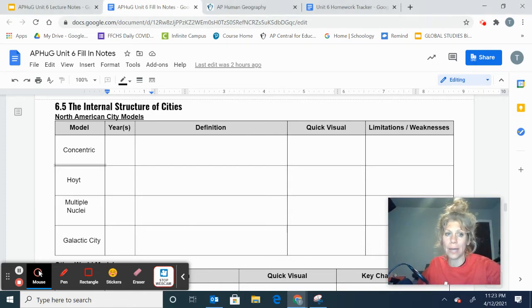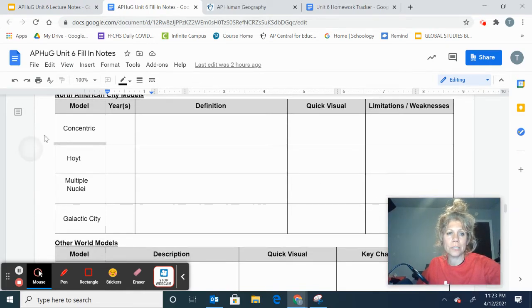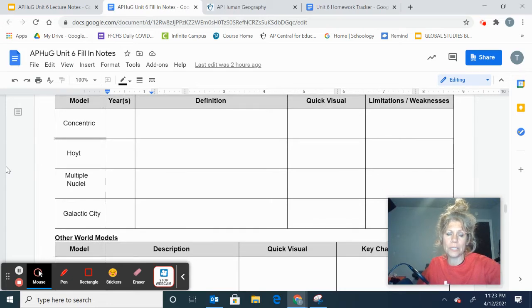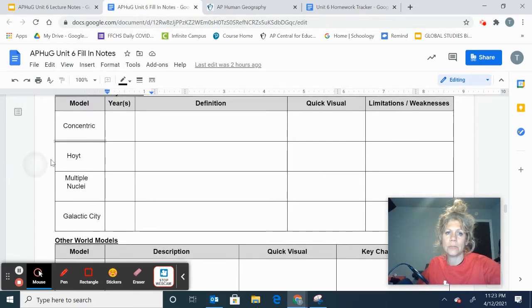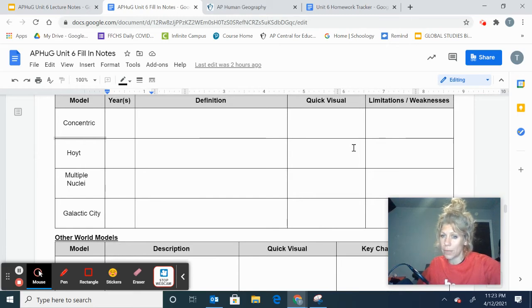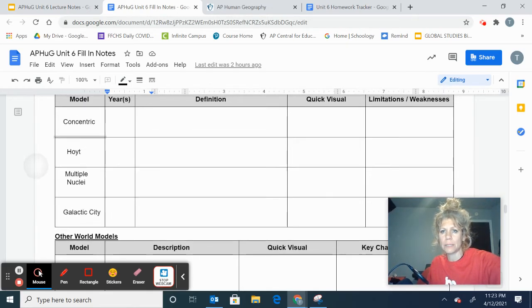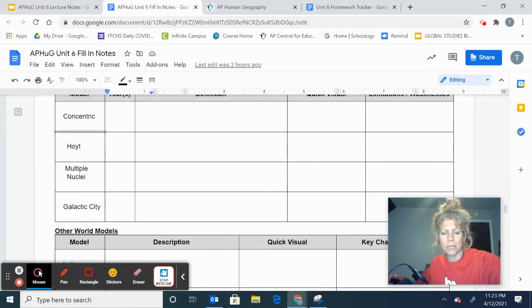So if you do not have this template, I apologize. It's a bit convoluted, but we're going to cover four different models in the North American. So you need to know the year, the definition, draw a quick visual. It does not need to be detailed. And then we'll quickly talk about some limitations, positives or negatives.